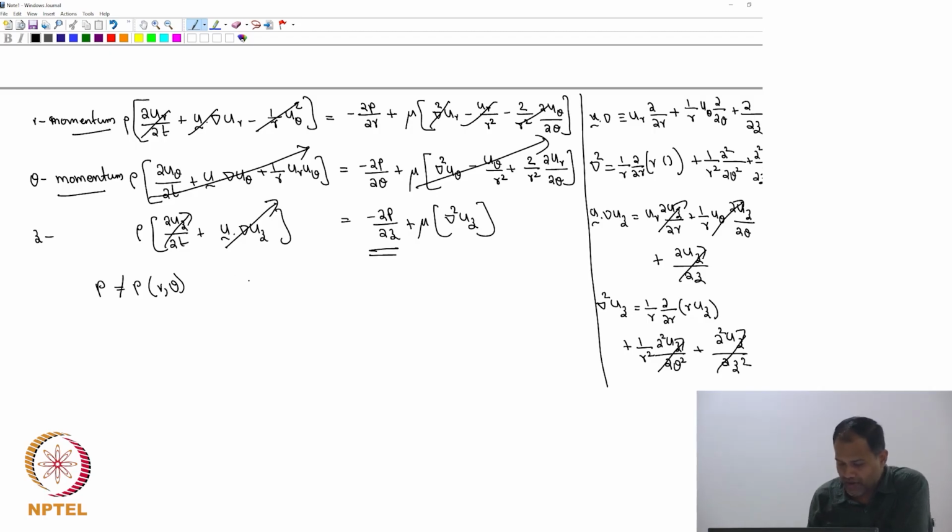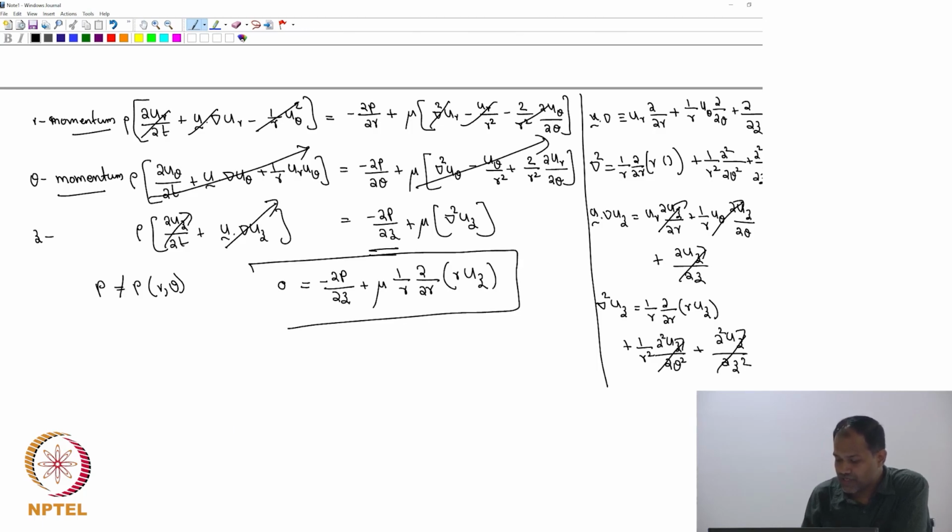So we basically find that 0 is equal to minus ∂P/∂z plus mu into 1/r into ∂/∂r of (r ∂uz/∂r). That is the differential equation that we have ended up with, correct?